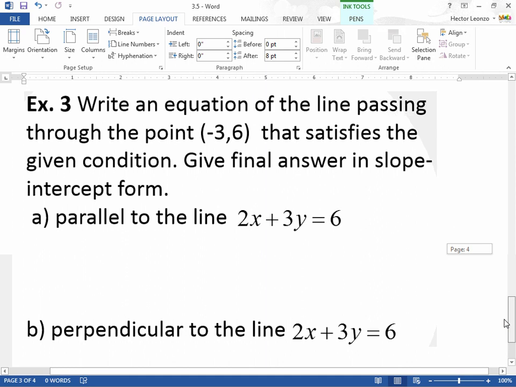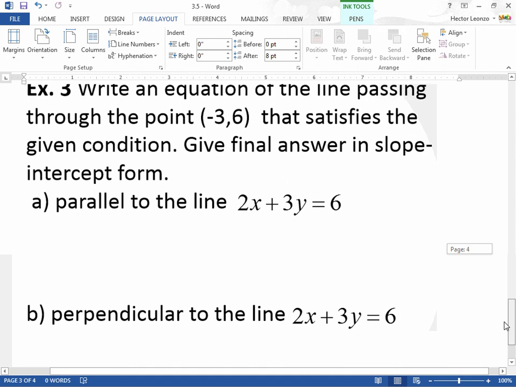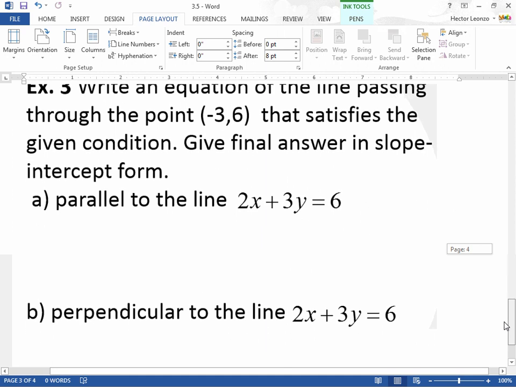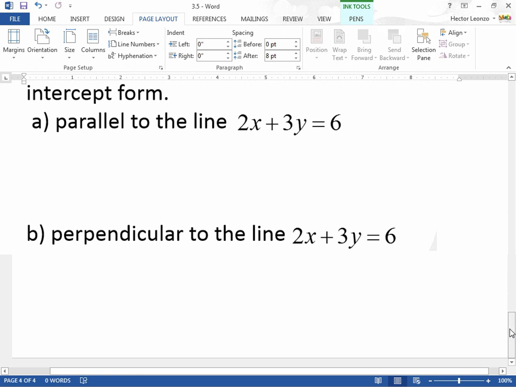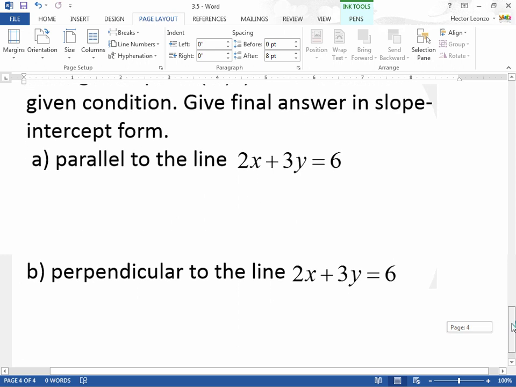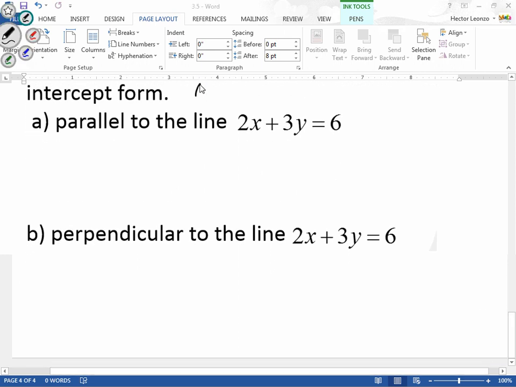Now looking at this, write an equation of the line passing through the point negative 3, 6. So we have a point that satisfies the given condition. Give final answer in slope-intercept form. My first condition is it has to be parallel to the line 2x plus 3y equals 6. Before I forget, let's write the point that we have is negative 3, 6. Let me not forget that one. So here has to be parallel to this line.